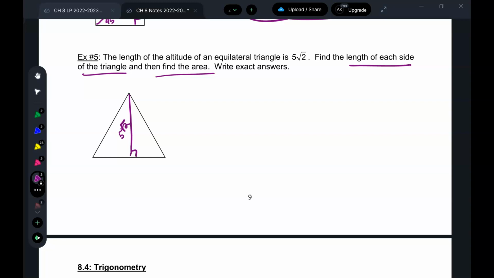Everybody get the answer yet? Each length, I found the length of the sides. Okay, so now, how do you find the area of a triangle? Base times height divided by 2. Perfect.